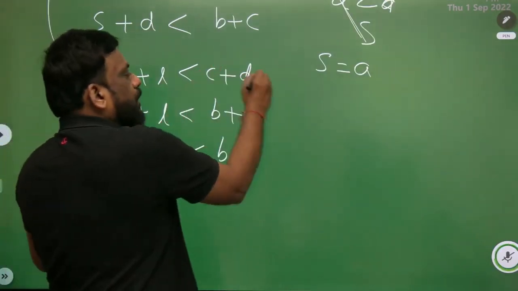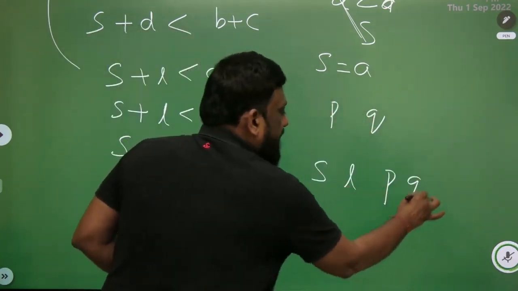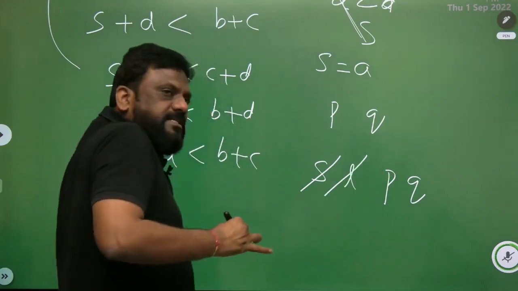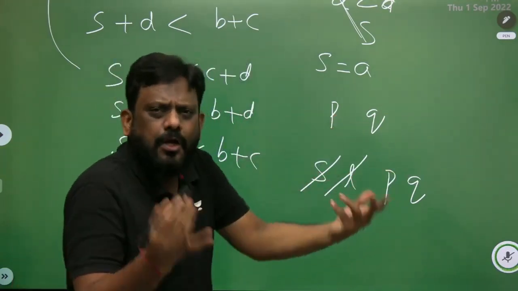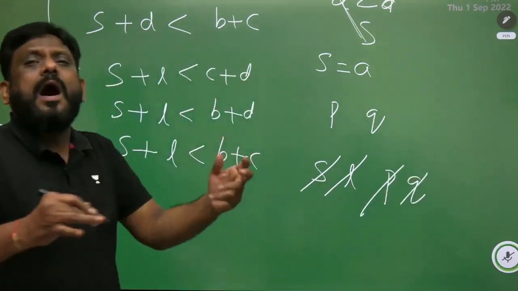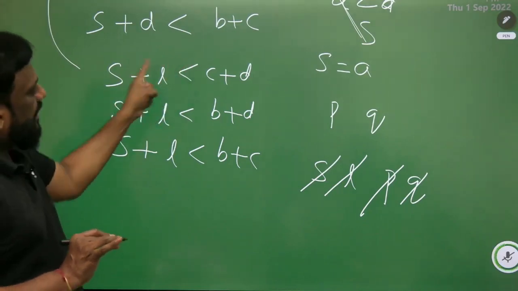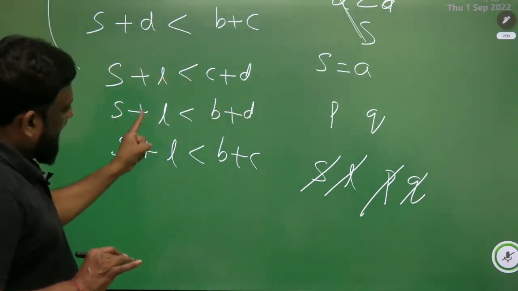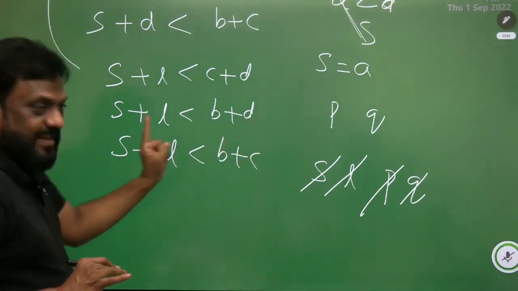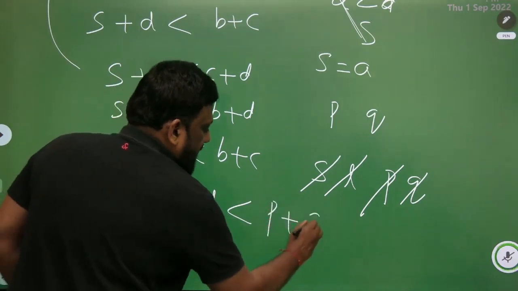Let me designate the other two links as P and Q. So I am designating the links as S, L, P, Q. S is the shortest link, L is the longest link. One is shortest, one is longest. The other two are neither shortest nor longest, and I designate them as P and Q. So we got the condition S plus L less than P plus Q. So you get only one condition.